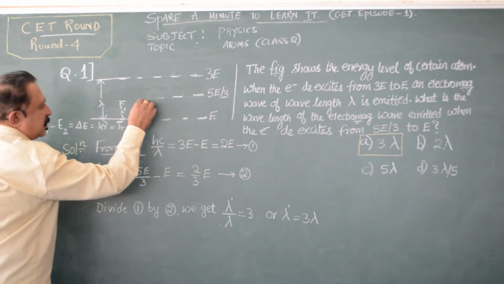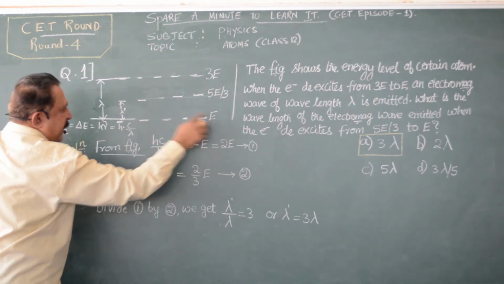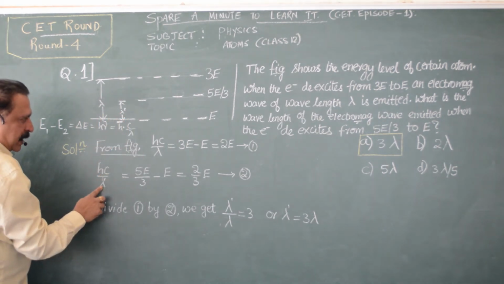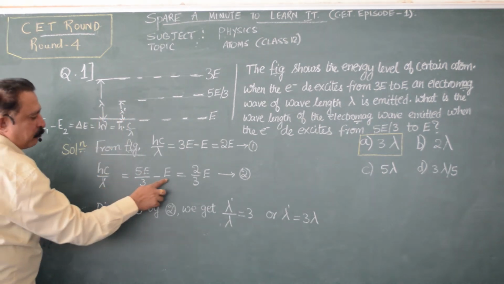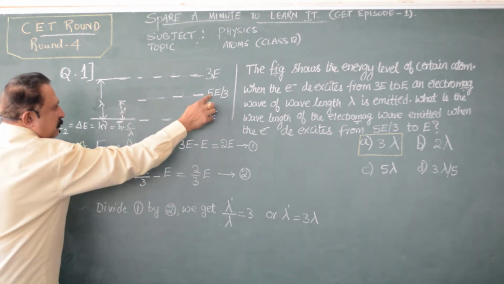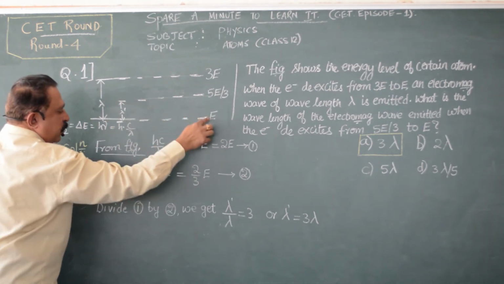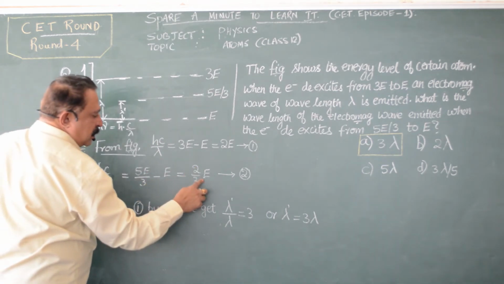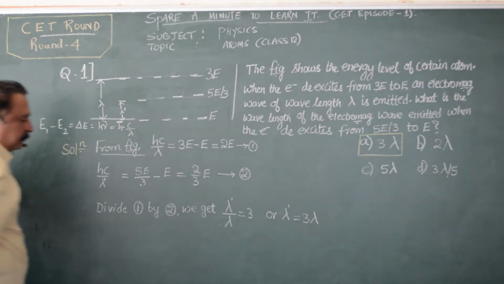Now for the transition from phi e by 3 to the E state, the wavelength is marked as lambda dash. So hc by lambda dash is equal to phi e by 3 minus e. The transition has been taken from this state to this state, phi e by 3 to the E state. So phi e by 3 minus e. This gives 2e by 3.